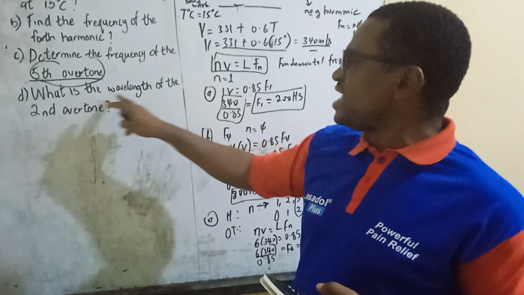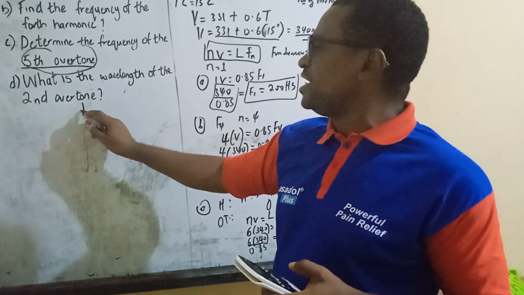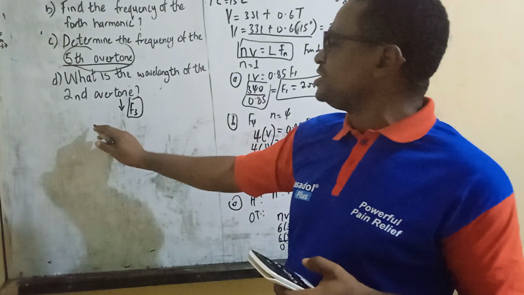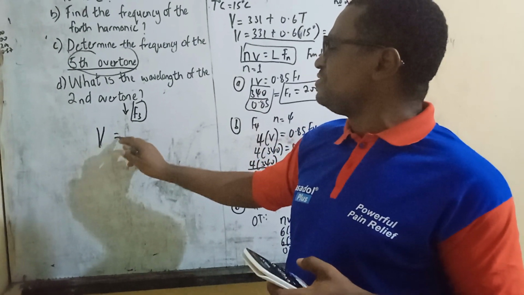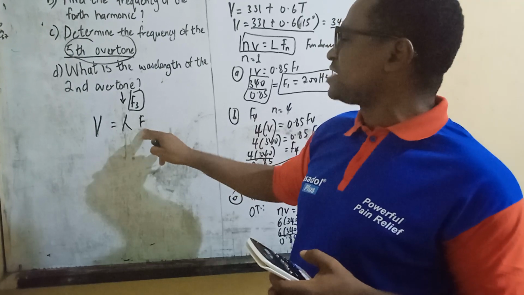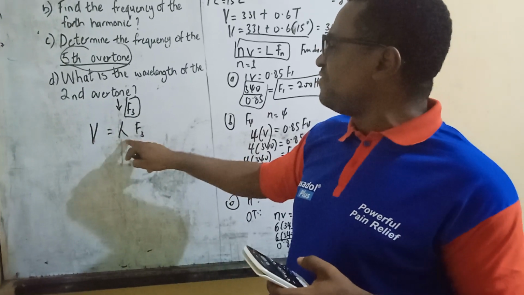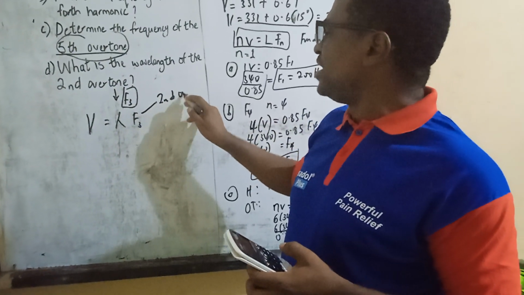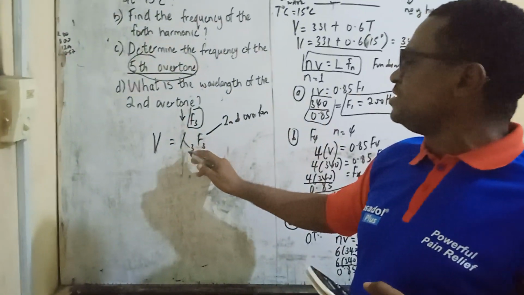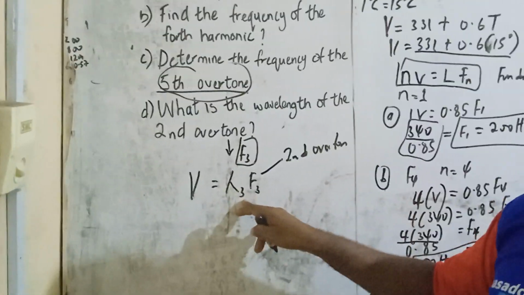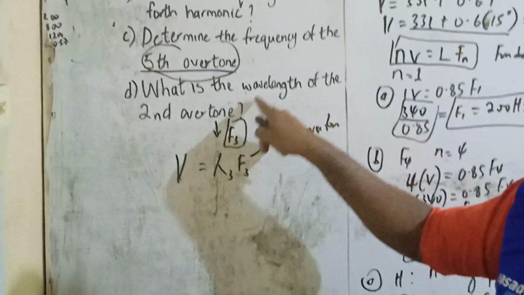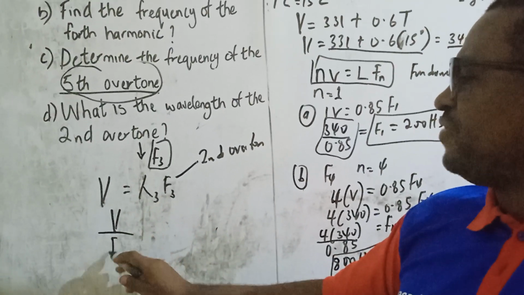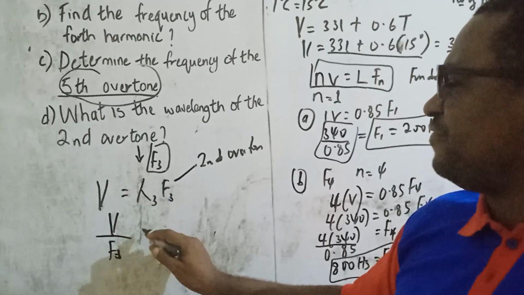Now, to find the wavelength of the second overtone, which corresponds to the third harmonic, what we are going to do is to use this relationship. The velocity of sound is given as the wavelength times frequency, but our frequency here now is F3. So the wavelength of the third harmonic, which is also equivalent to the second overtone, can be written as wavelength subscript 3. So when we make wavelength subscript 3 the subject of the formula, which is the wavelength of the second overtone, we are going to have the velocity of the sound wave divided by the third harmonic frequency.